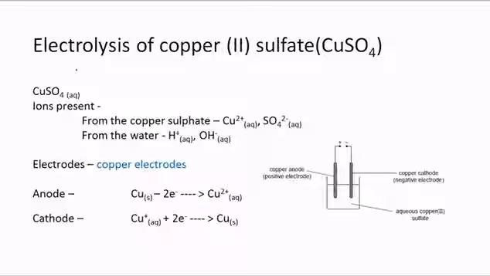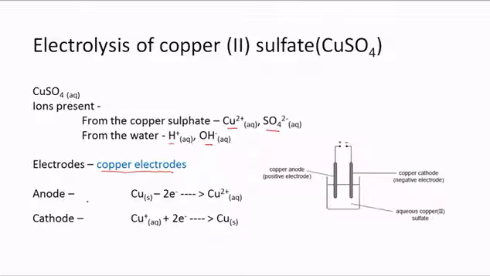And in our last example, we have copper(II) sulfate solution, but in this instance we are using copper electrodes. The copper electrodes in this instance are said to be active because they take part in the reaction. So from the copper(II) sulfate we have Cu2+ and SO4 2-, and from the water we have H+ and OH- ions.